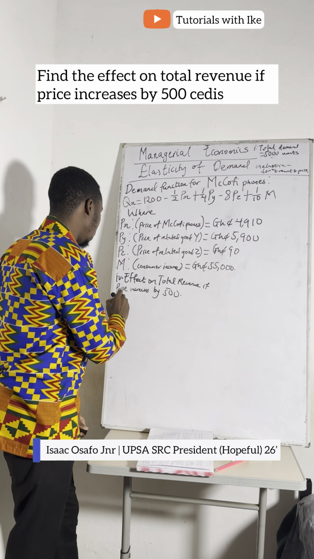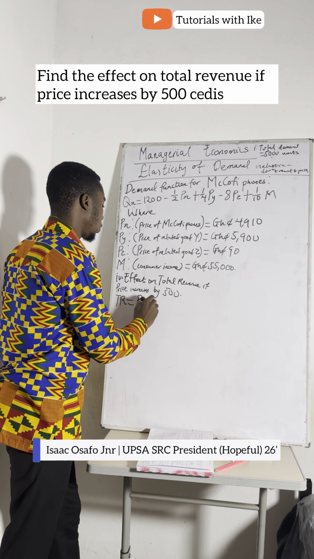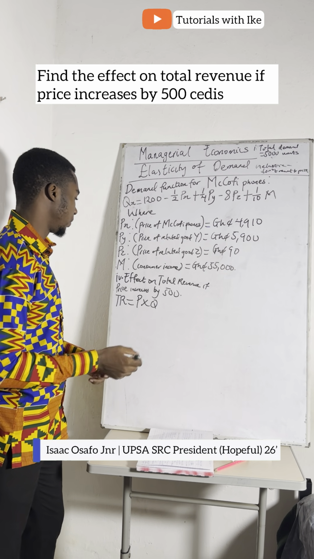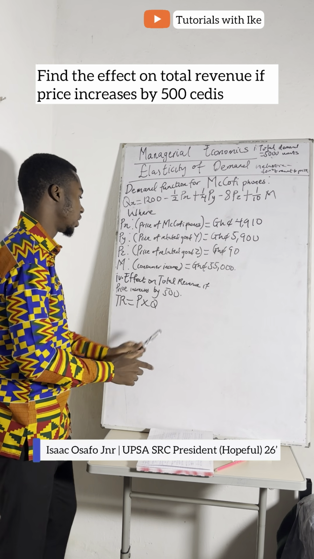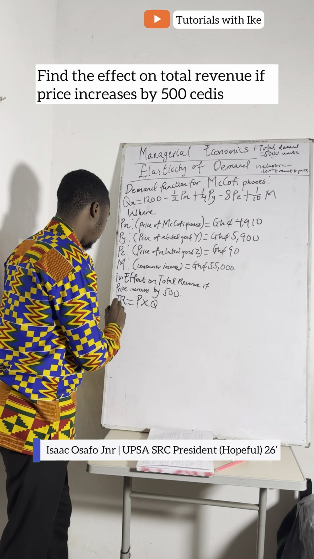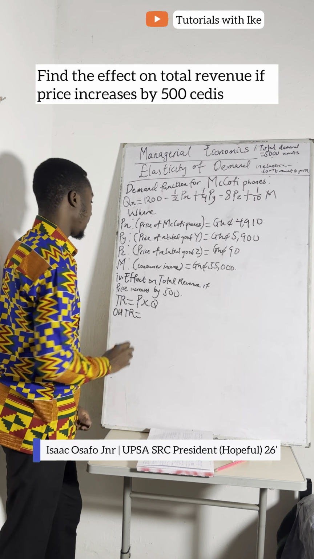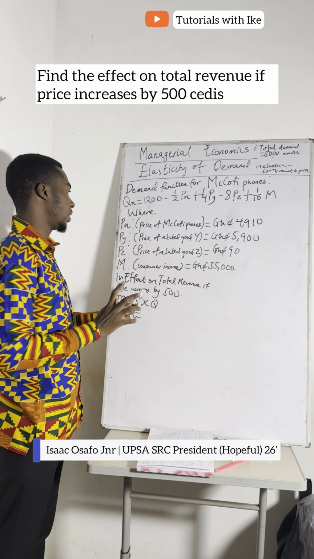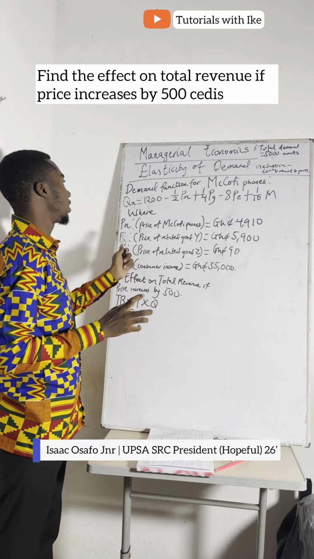So the formula for total revenue we know is price times quantity. This is the general formula for total revenue. Price times quantity. So we are now finding the total revenue even before the price increases by 500. So our old total revenue will be equal to our price. That's the price of good X. I'm talking about only good X. You get it? They didn't ask us about good Y and good Z. Those are different. I'm limiting it to just good X.